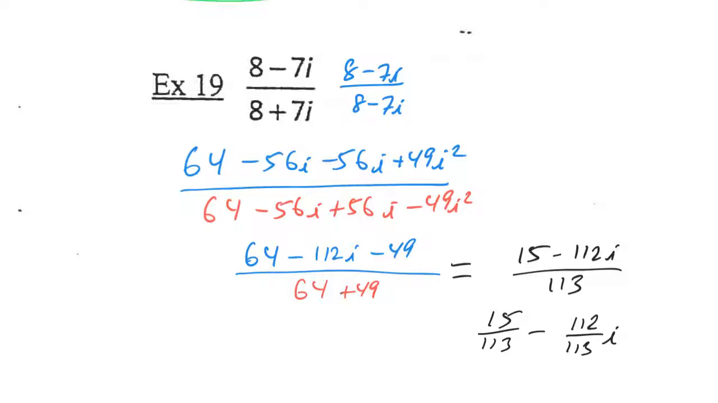All right, so if you did everything right, you should have gotten this thing right here, 15 minus 112i over 113. I broke it up into two separate pieces. But the main thing was that you're able to FOIL this out and get the middle terms, negative 56i and positive 56i, to cancel out, and you end up with just an integer in the denominator.